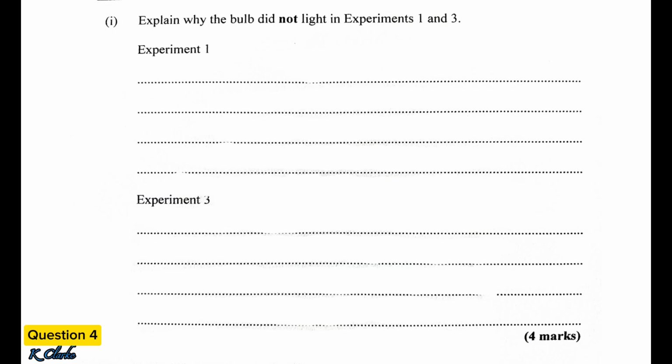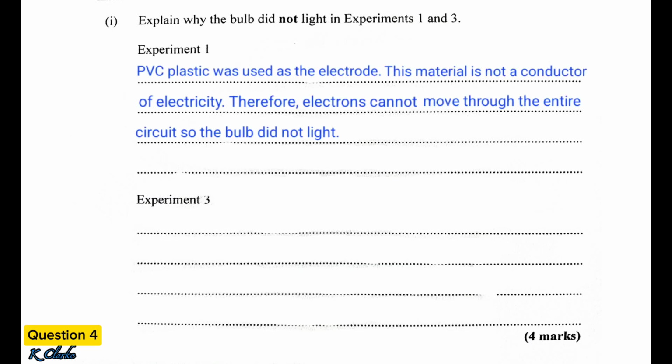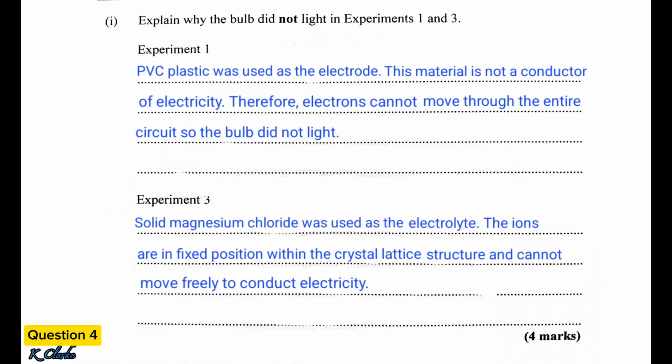Part 1. Explain why the bulb did not light in experiments 1 and 3. Experiment 1. PVC plastic was used as the electrode. This material is not a conductor of electricity. Therefore, electrons cannot move through the entire circuit, so the bulb did not light. Experiment 3. Solid magnesium chloride was used as the electrolyte. The ions are in fixed positions within the crystal lattice structure and cannot move freely to conduct electricity.